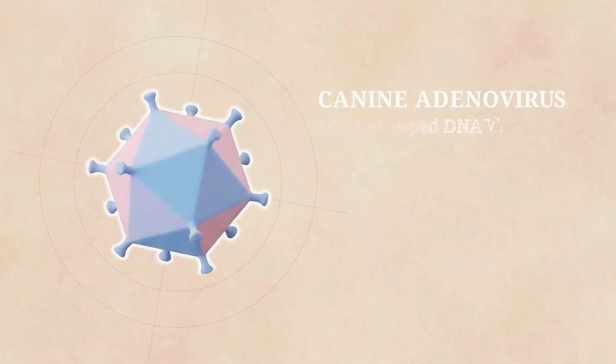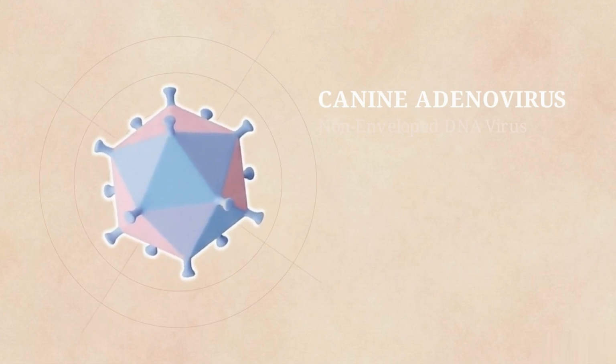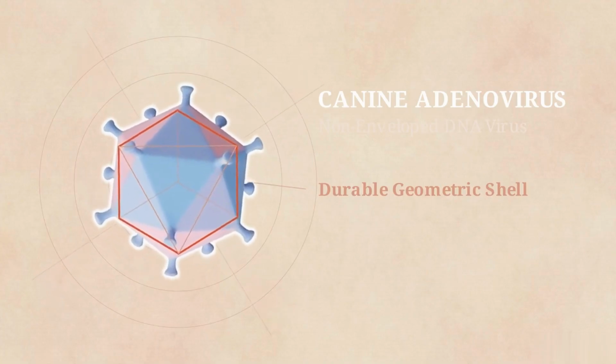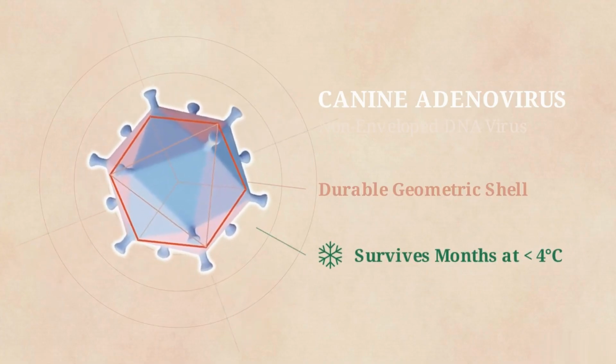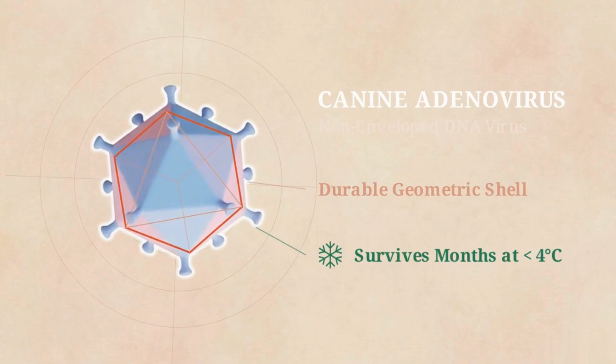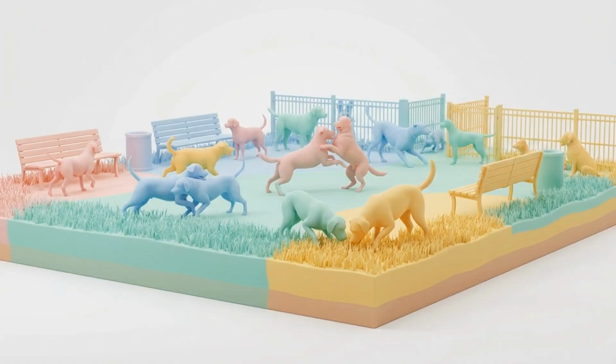This 3D rendering shows the structure of that threat. Canine adenovirus is a non-enveloped DNA virus. Because it lacks a fragile lipid envelope, its durable, geometric outer shell allows it to survive for months in the outside environment, even in freezing temperatures. A virus that can survive for months on a sidewalk or a patch of grass makes environmental transmission nearly impossible to prevent. Dogs will inevitably encounter it simply by interacting with their surroundings.